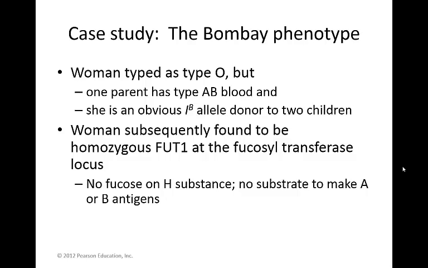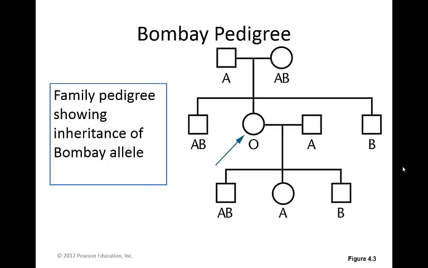So this was a very strange case, but what they found was that she happened to have a different mutation, and this mutation caused her to make no substrate to make the A or B antigens. And so although she may have been type A or B, or maybe type AB, we don't know, she didn't have the enzymes required, the substrate required to make those antigens. And so because she didn't make those antigens, they showed up as type O. And we can see the family tree here.